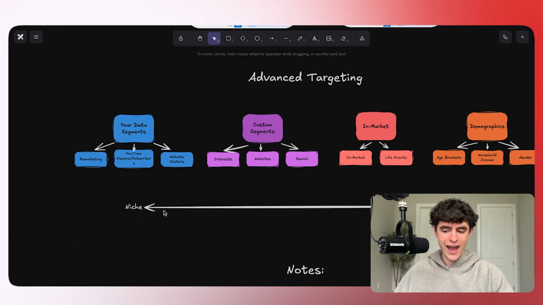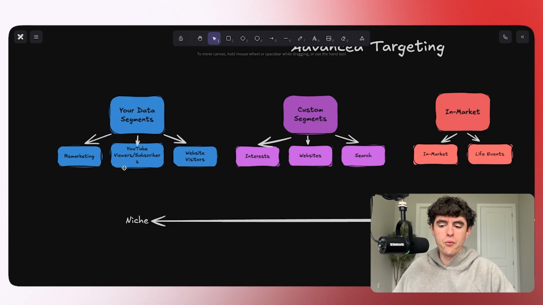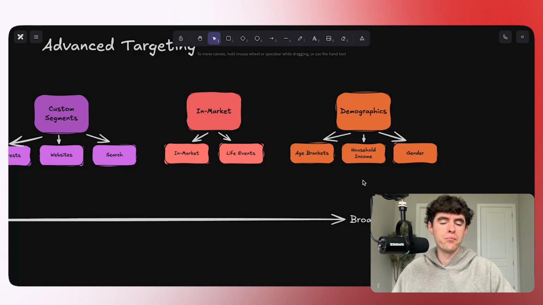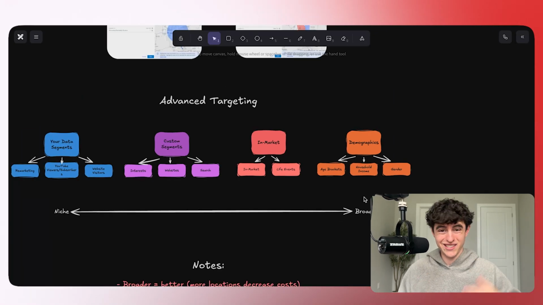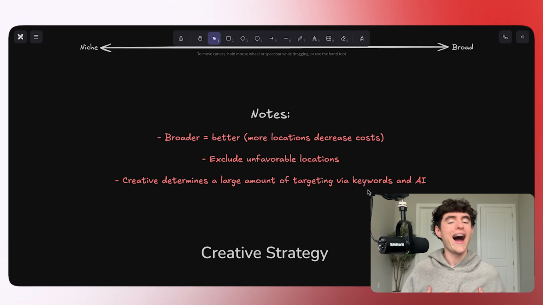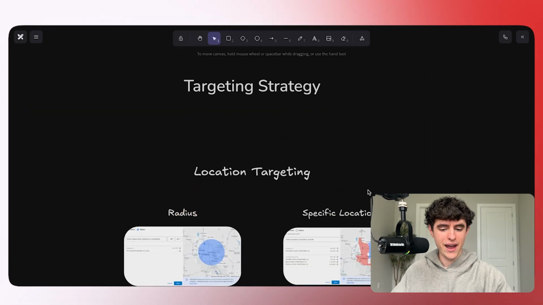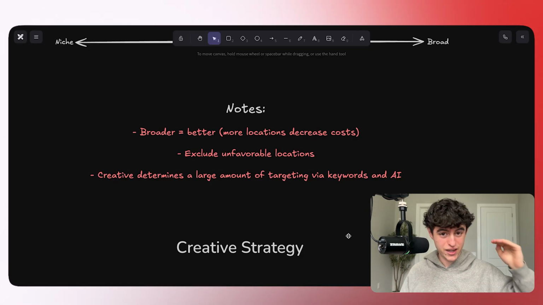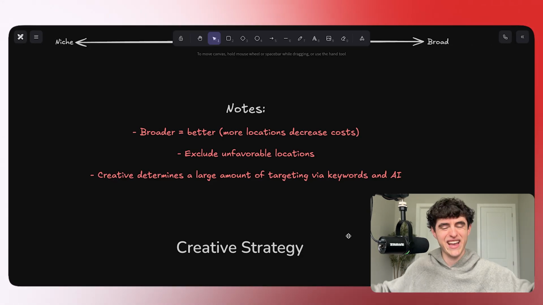Now, as you can see here, I have a line that shows the more you go to the left, the more niche your targeting is going to be, the smaller the market. And the more right you go, the broader the targeting, the audience, the niche, etc. Some things to note here, from what I've personally noticed, which I'm going to tie back into location targeting, is that the broader you target, the better, because you're decreasing the cost because you're casting a wider net.